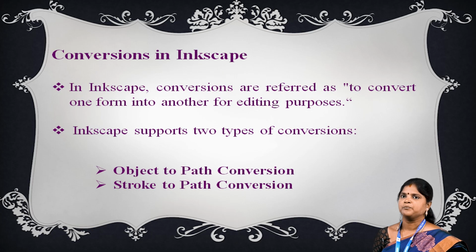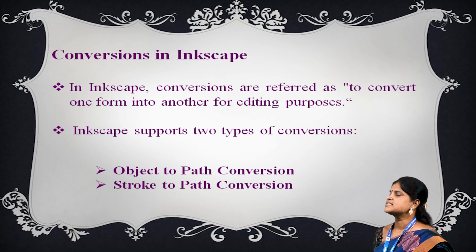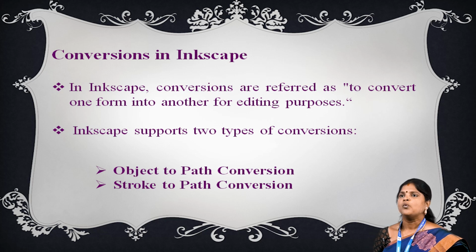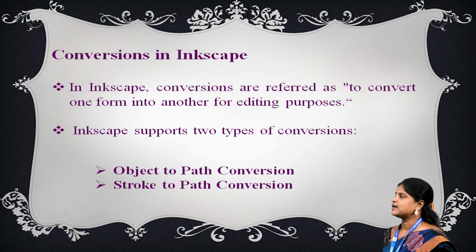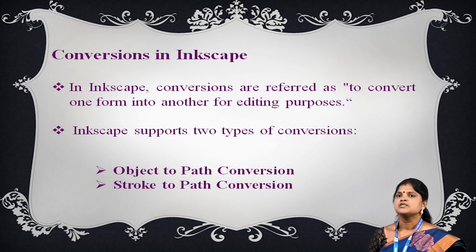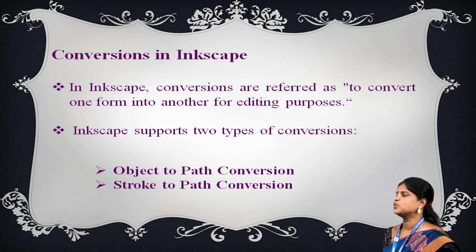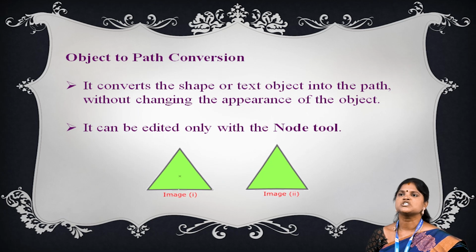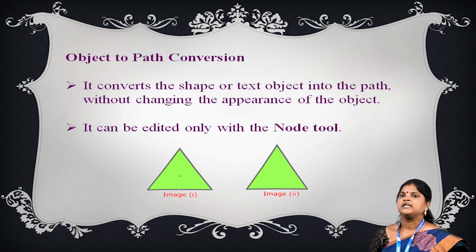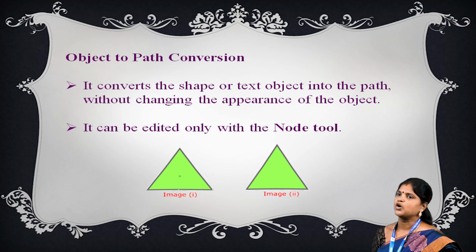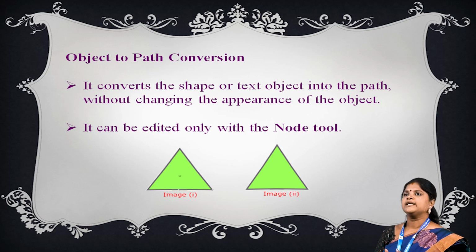Conversions in Inkscape. In Inkscape, conversions refer to changing one form into another for editing purposes. Inkscape supports two types of conversions: object to path conversion and stroke to path conversion. First one, object to path conversion. It converts the shape or text object into a path without changing the appearance of the object, but it removes all the capabilities of the particular object. The converted path cannot be edited with the tool it is made with. It can be edited only with the node tool.